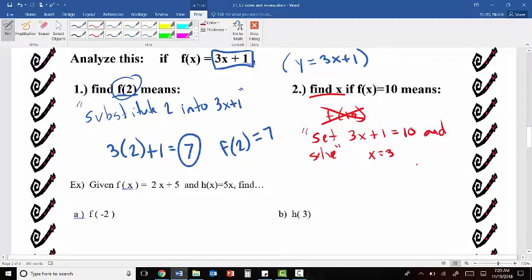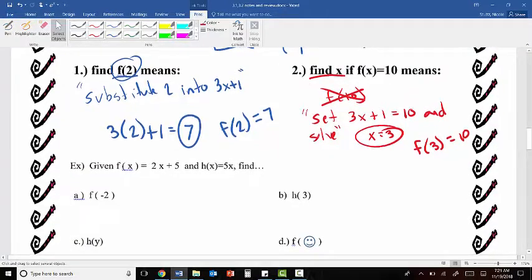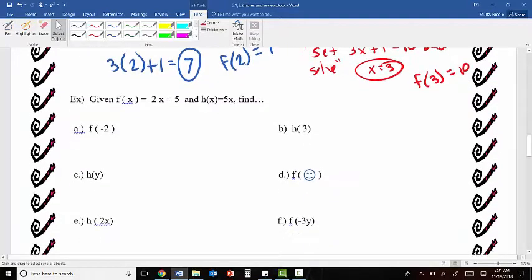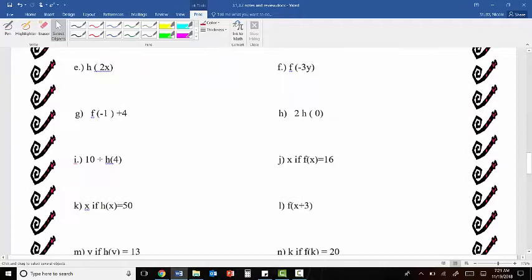So what that means is f of 3 gets you 10. So in problem 1, I gave you the input, you got the output. In problem 2, I gave you the output, you figured out the input. The good news is those are the only types of problems that you'll ever see for function notation. It's got to be one or the other. So that's kind of what we're going to do in all these examples.